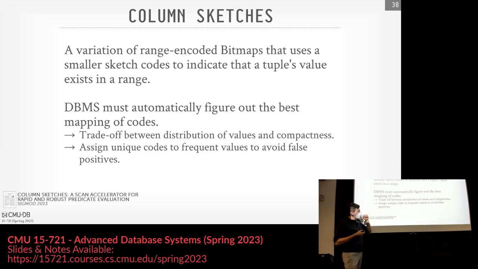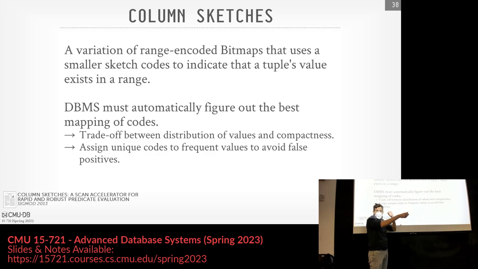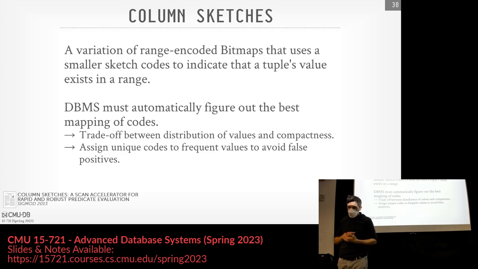They have a special case for the most frequent values to avoid false positives, because otherwise, if something appears all the time and gets grouped together with other values, you may have to check whether the thing actually exists or not. But if you have a special case, where I know this frequent value appears, say, 99% of the time, here's the exact value for it, I can just do that lookup and avoid having to read things I don't need.